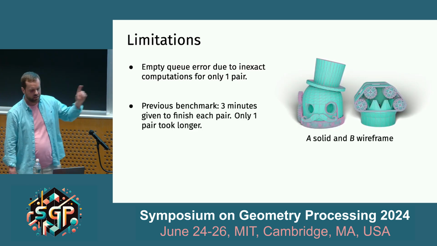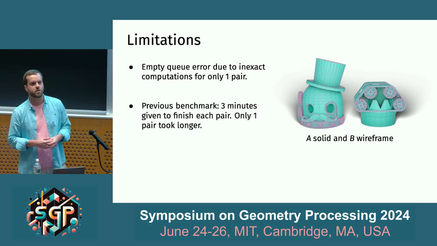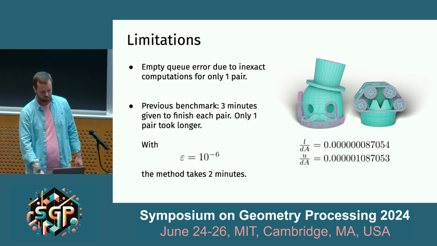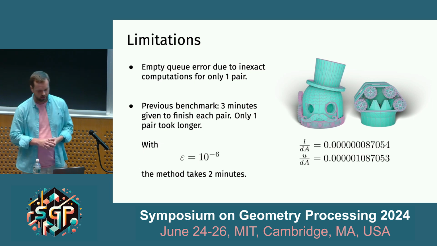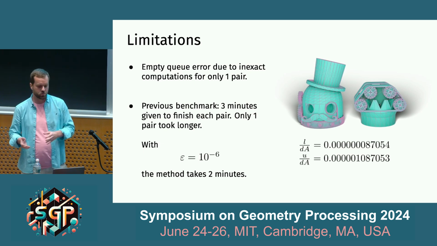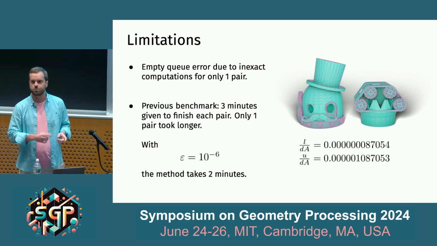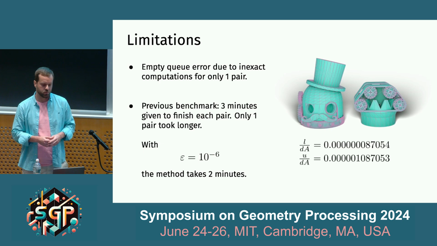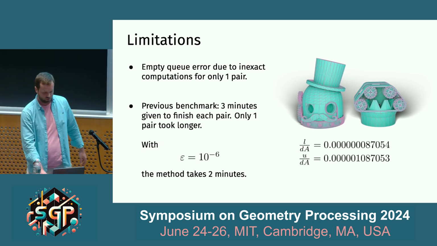In the previous benchmark, we gave 3 minutes for each method to return lower bound and upper bound. Our method took longer than that for only one pair, and the method of Zhang and colleagues took longer for 38 pairs. But if we give our method a higher tolerance of 10 to the minus 6, it returns L and U in 2 minutes. And in this case, the lower bound is the smallest for all the 10K pairs, revealing that this case is the closest to 0 Pompeiu-Hausdorff distance, and naturally demands more subdivisions and bound computations.